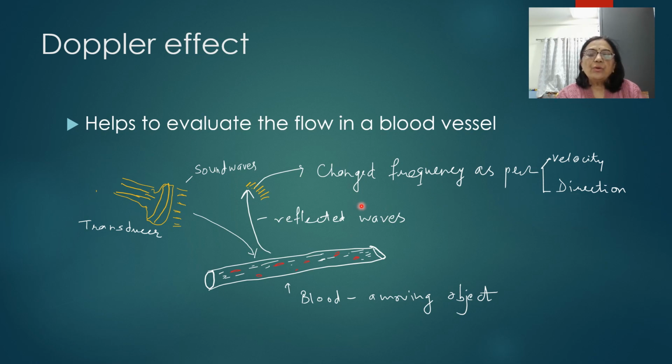And that is how, because of this Doppler effect, we can evaluate the blood flowing in a blood vessel with the help of a Doppler. So the Doppler effect helps us to evaluate how much is the blood flow, how much is the velocity, and what is the direction of blood flow. That can be evaluated because of this property of the Doppler effect.